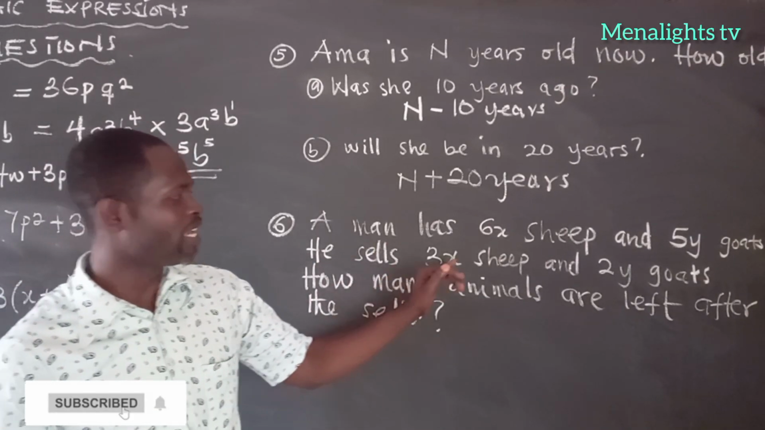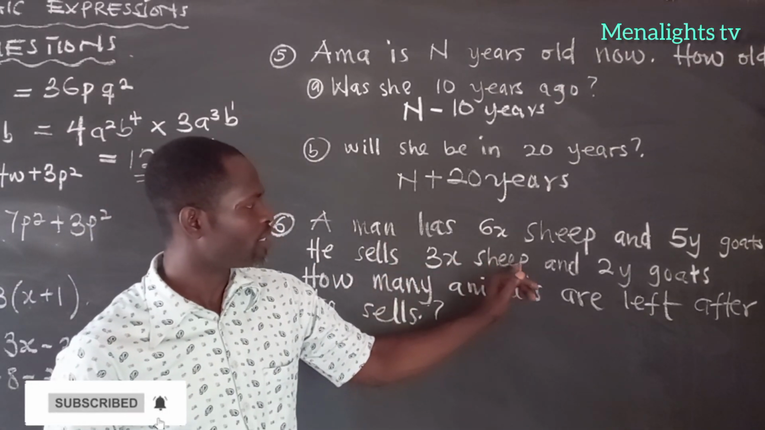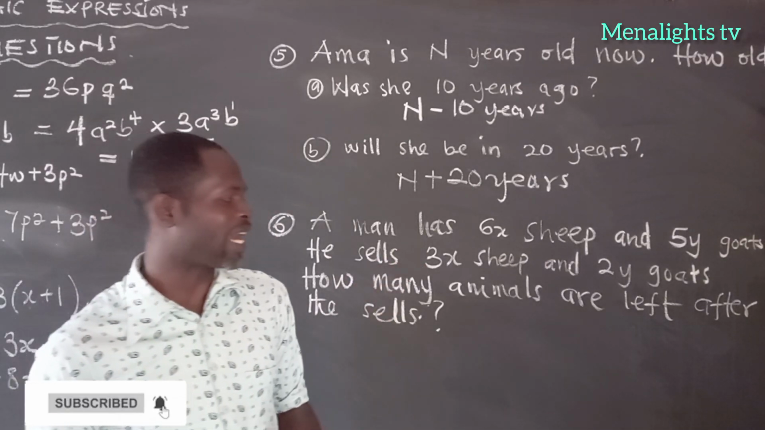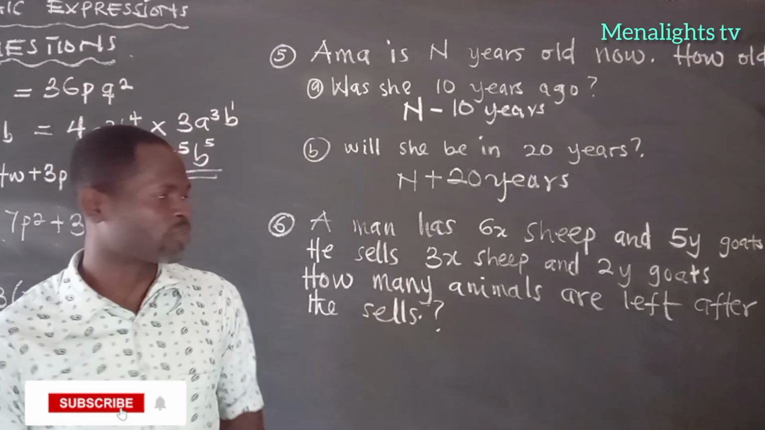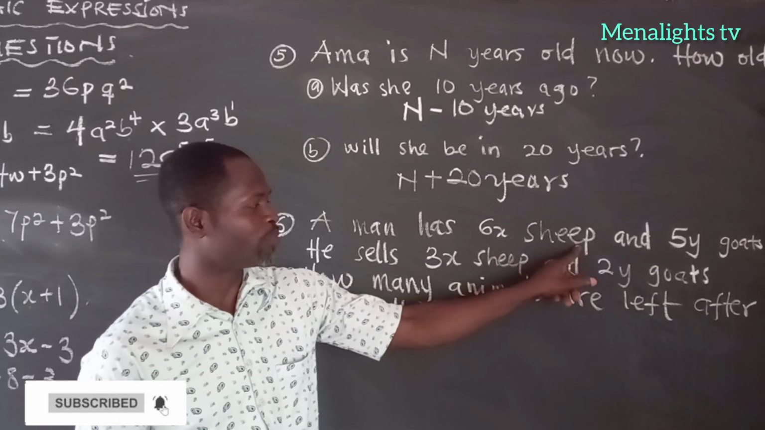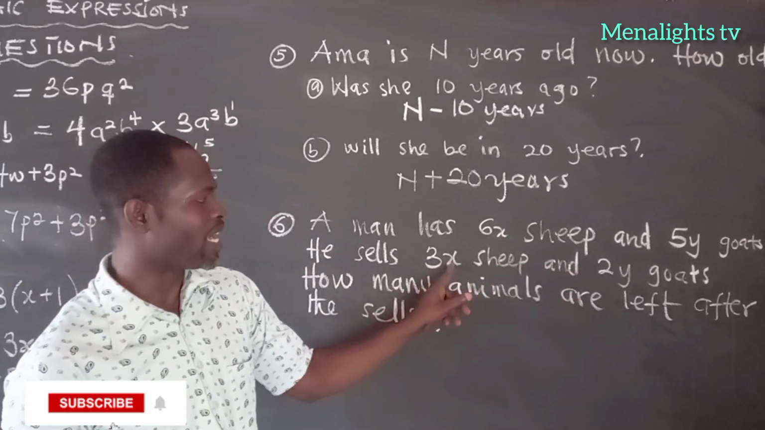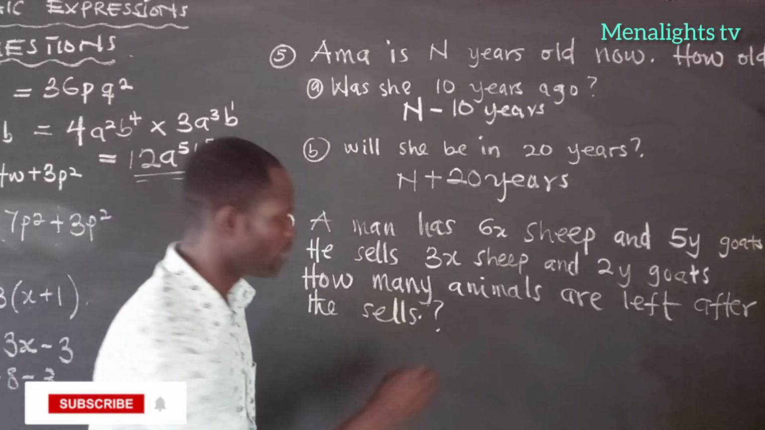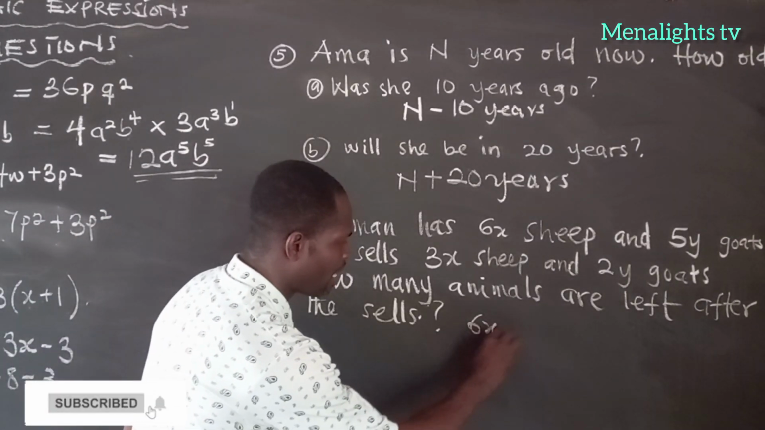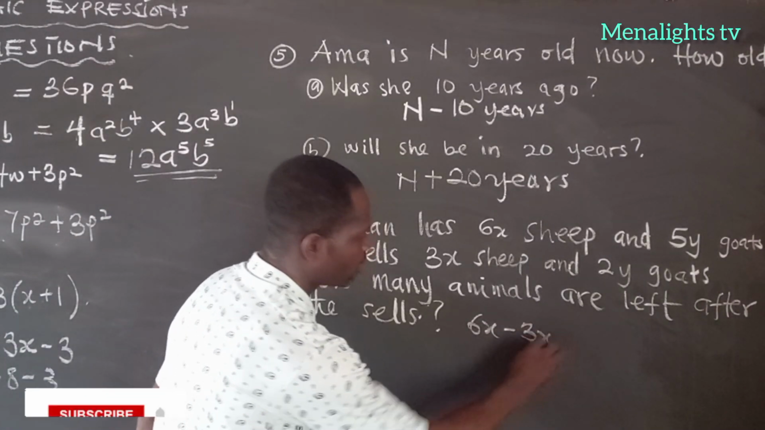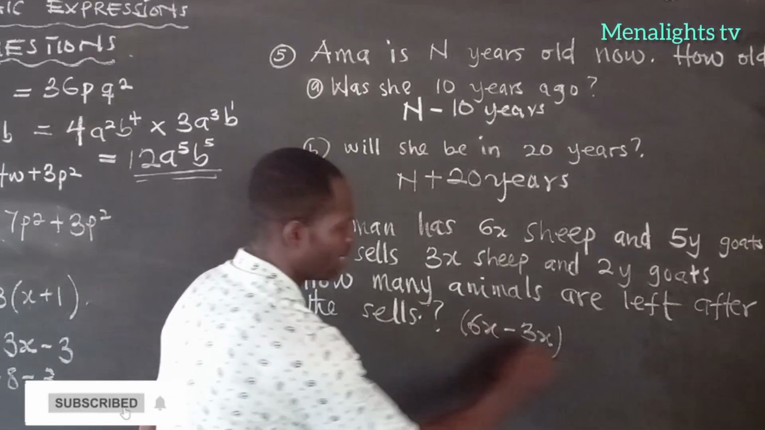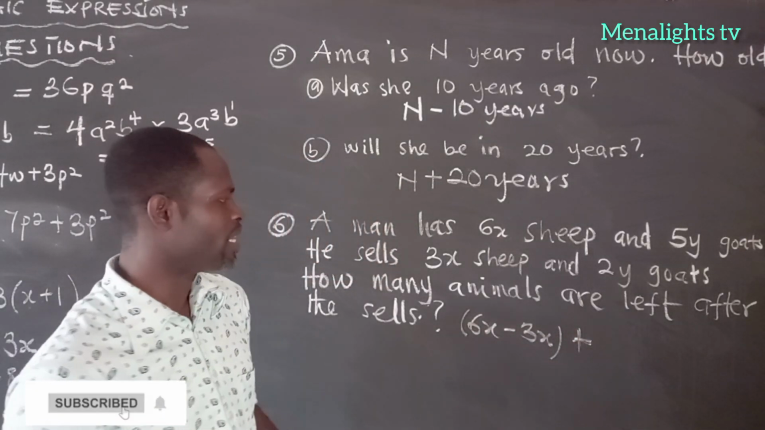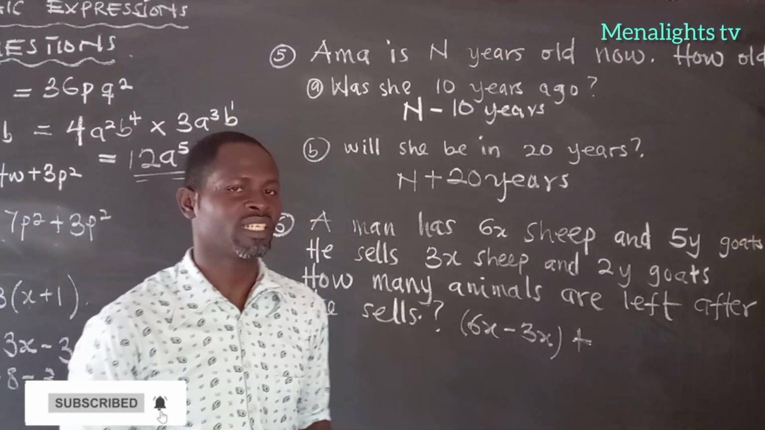He sells 3X sheep and then 2Y goats. How many animals are left after the sales? So if you're having 6X sheep and then you sold 3X sheep, that will be what? 6X minus 3X. So the first one you have is 6X minus 3X. Then plus he's having 5Y goats and then he sold 2Y goats.